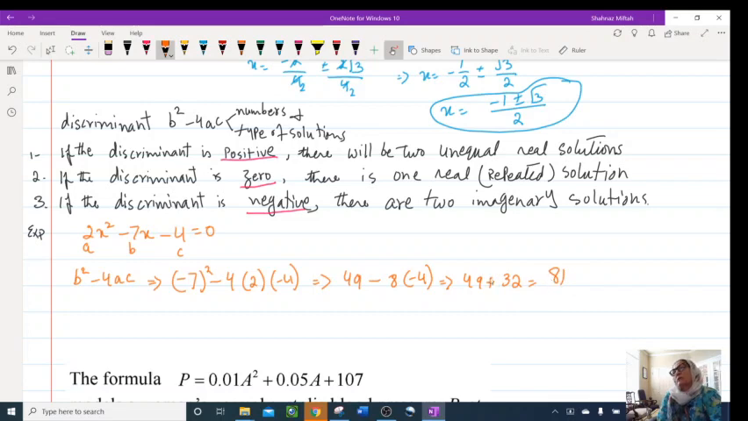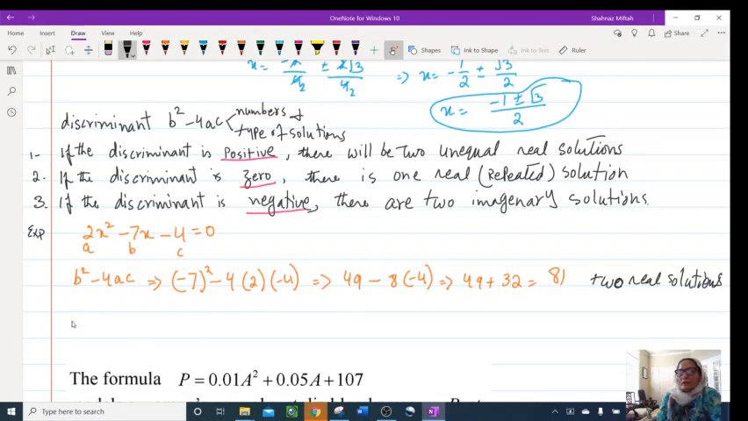Okay, so we got a positive answer. So if it's positive, there will be two unequal real solutions. You can say there are just two real solutions. I mean, it's okay, you don't have to say unequal. So you can say the discriminant is 81, a positive number, so there are two real solutions. That's how we decide about the discriminant.